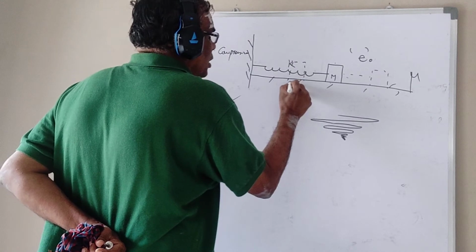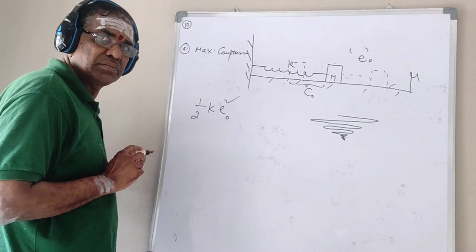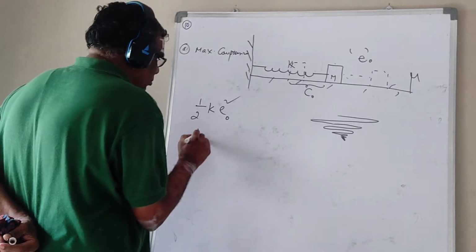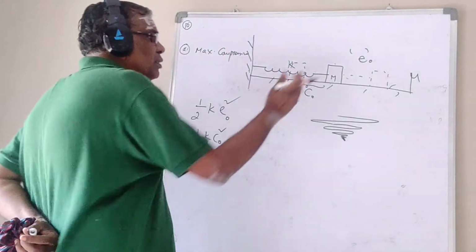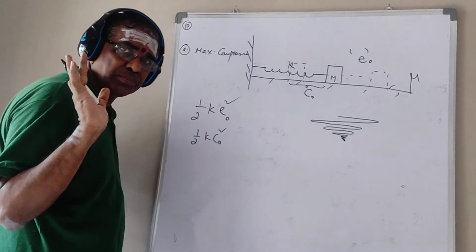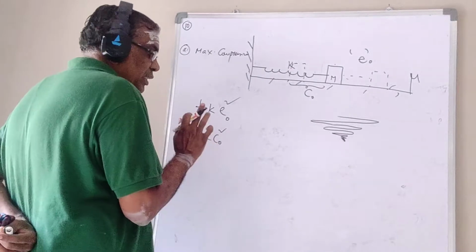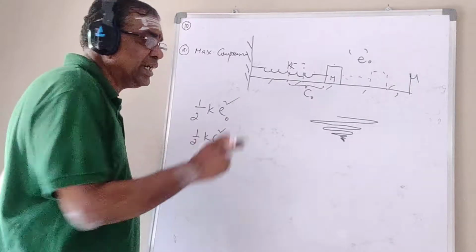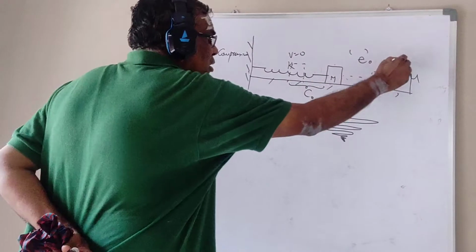Let me call this maximum compression as C naught. Okay? What is the energy now at this stage? Half k C naught square. Why? Whether it is compression or elongation, the storage formula is there. Suppose 100 units of energy initially, now it has only 80 at this stage. Maximum compression means the velocity is 0 here, the velocity is 0 there.